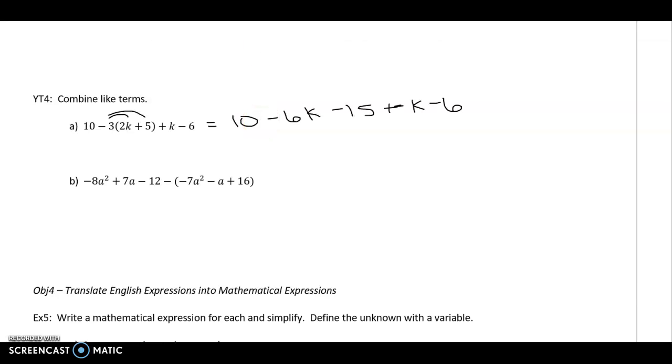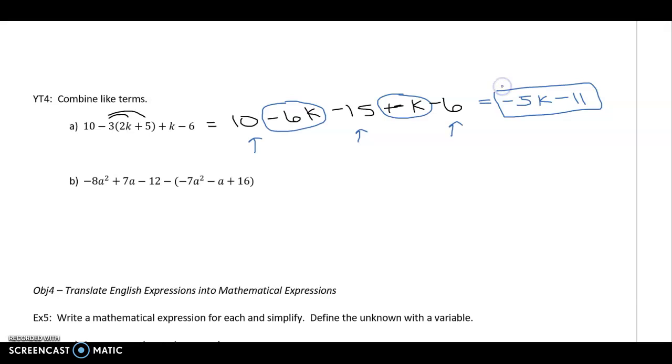Color coding can help if you need it. We're going to put the negative 6k with the positive, and you can put a 1 there if it helps, 1k. So that's going to be negative 5k. And then we're going to do 10 minus 15, which is negative 5, minus 6, which is going to become negative 11. So negative 5k minus 11 would be your final answer.